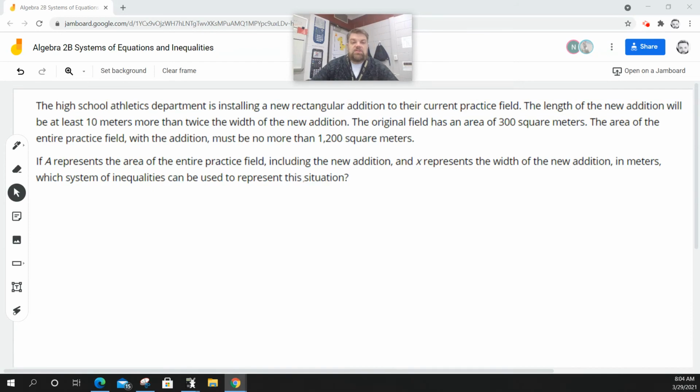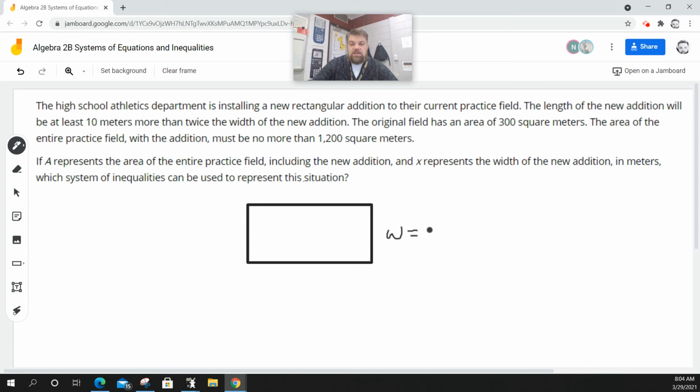So the high school athletics department is installing a new rectangular addition to their current practice field. The length of the new addition will be at least 10 meters more than twice the width. So this is the width. We don't know what it is.